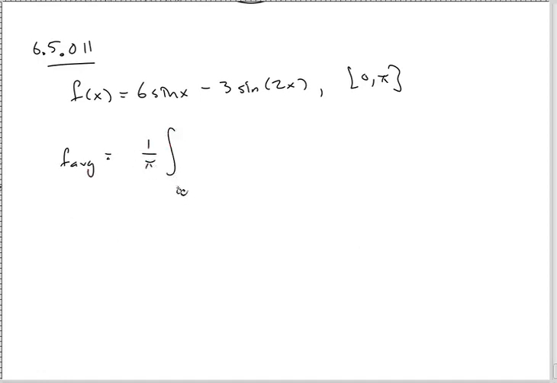And so, integral from 0 to pi of this formula thing. Not very good at my handwriting here, sorry. Okay, so I'm going to have to integrate this stuff. Obviously, the 1 over pi doesn't really do much. This makes a negative cosine.